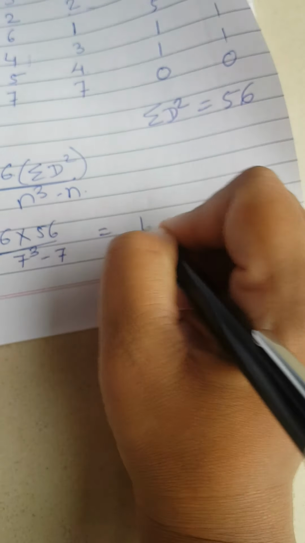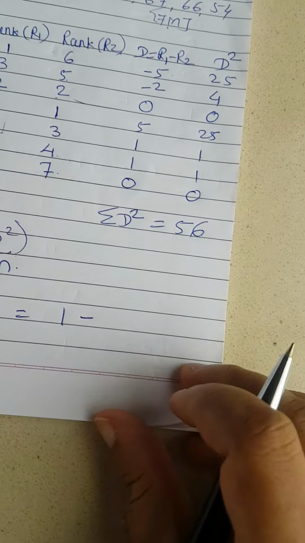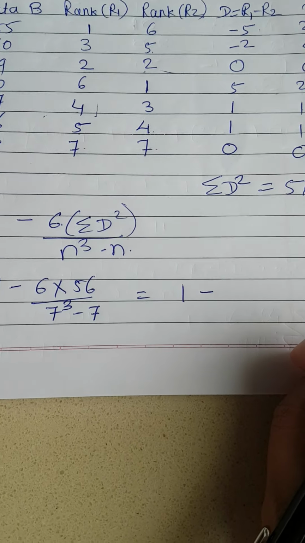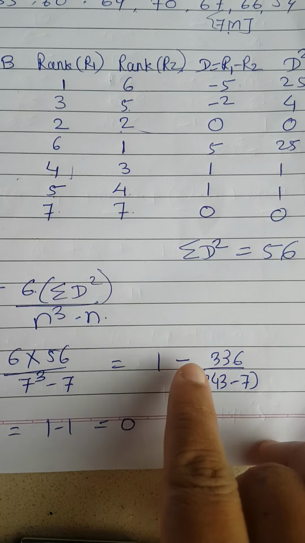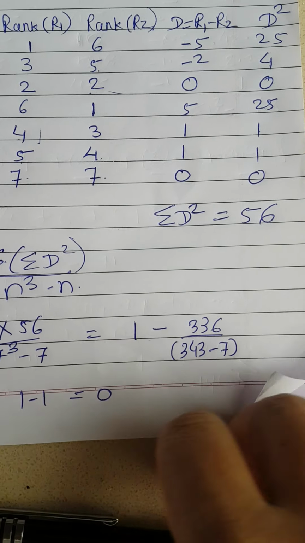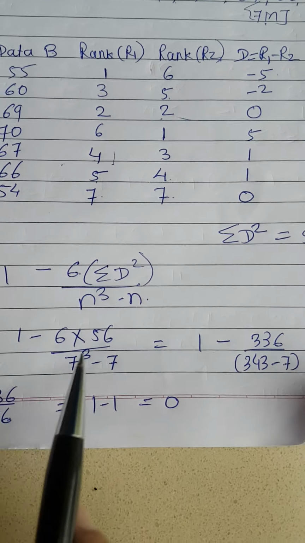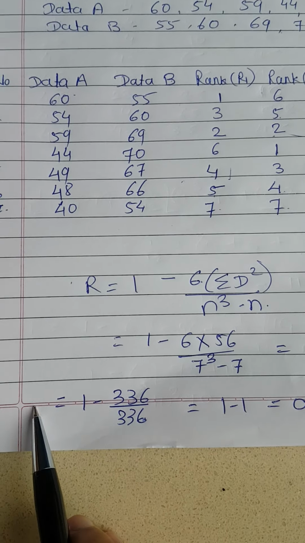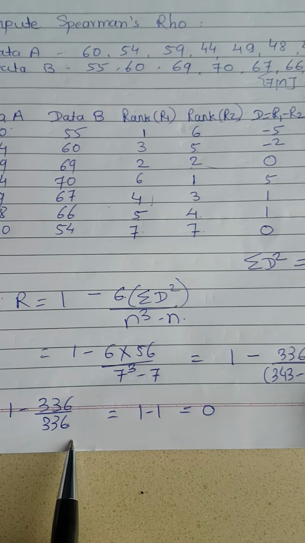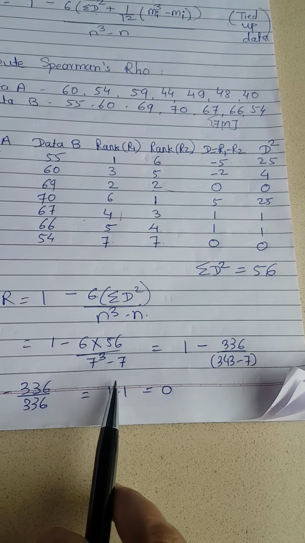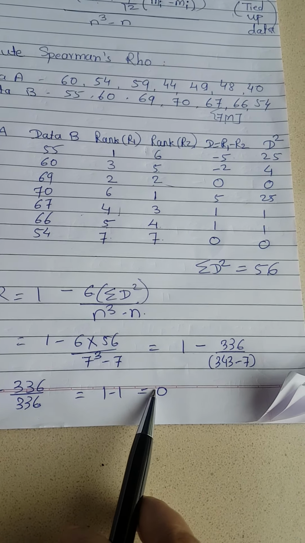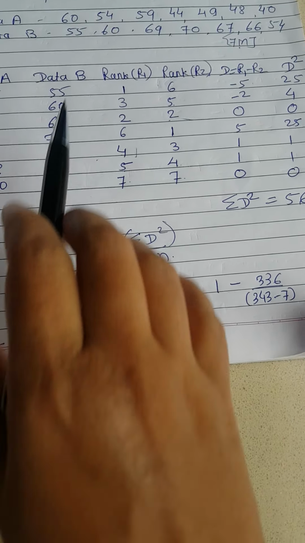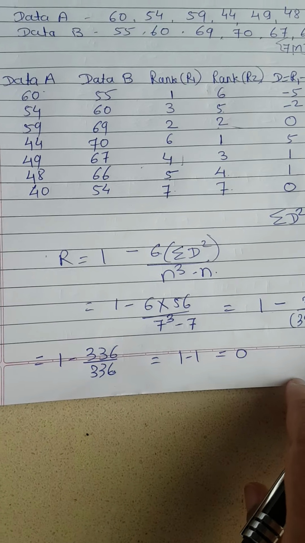Which is equal to 1 minus, let's find out 6 into 56 and 7 cube minus 7 on the calculator. Now 6 into 56 came to 336, and 7 cube is 343 minus 7, which is 336. So that is equal to 1 minus 336 upon 336. That will be 1 minus 1, which is equal to 0. That means we got the value of Spearman's coefficient of correlation as 0.